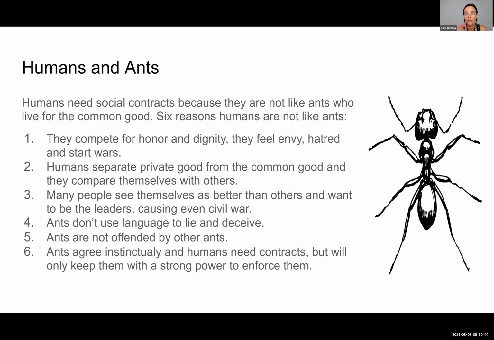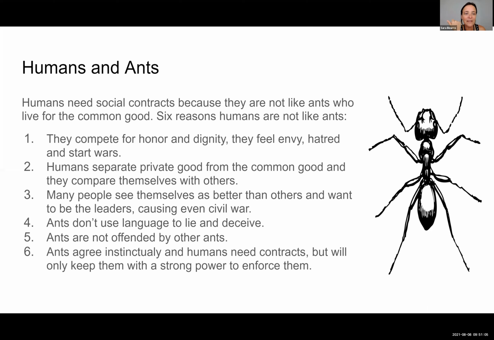So he gives 6 reasons why humans are not like ants, which I thought was hilarious. And you can see it at the end of the reading. It starts on page 378 and goes to 379. I just summarized them, but I would go and read it because I think the way he writes it is more funny.